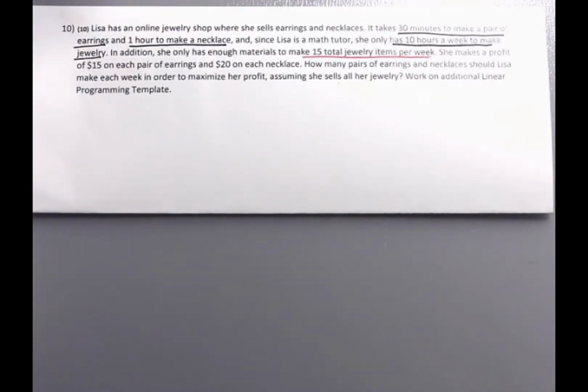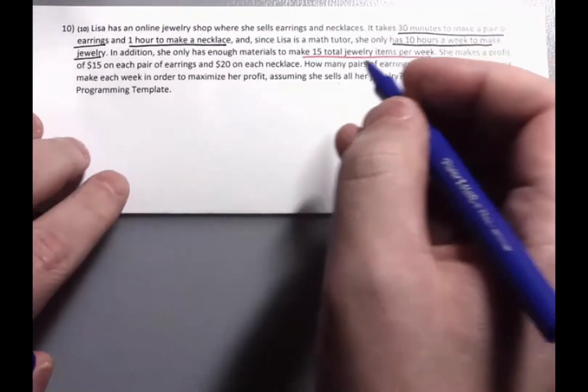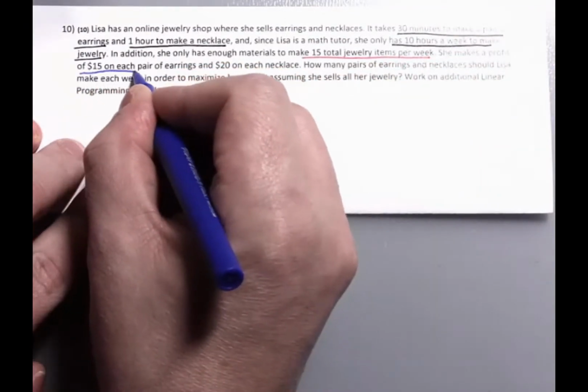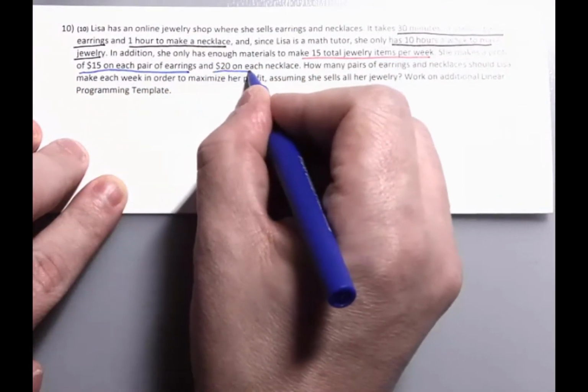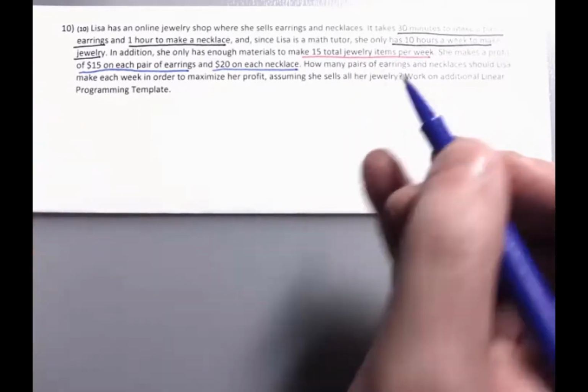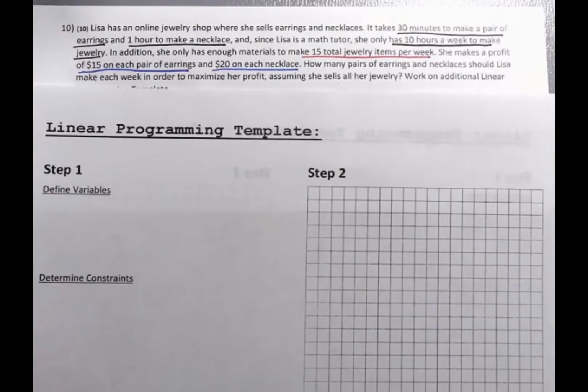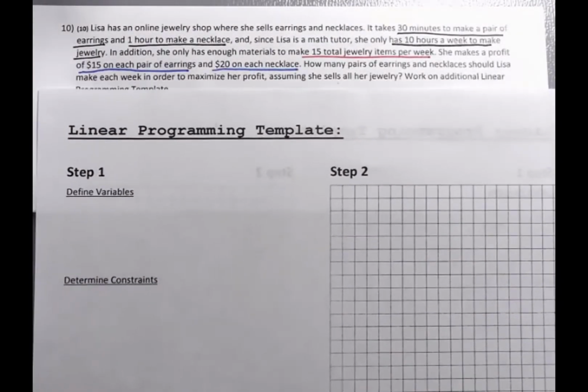Then there's some information in here about profit, right? She makes a profit of $15 on earrings and $20 on necklaces. So how many pairs of earrings and necklaces should Lisa make in order to maximize her profit, assuming that she sells all the jewelry that she makes? So let's take this and move it onto our linear programming template.